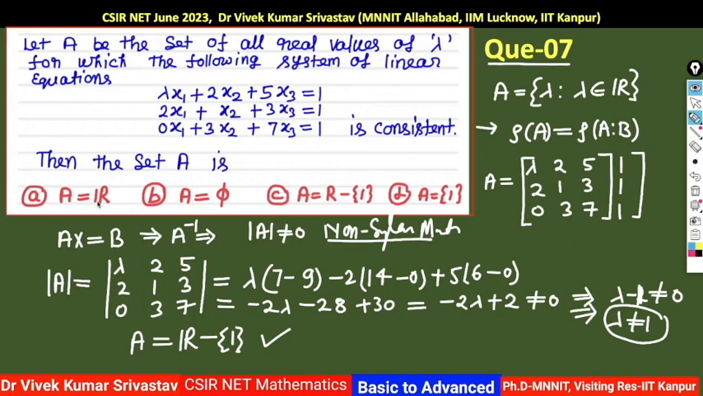Now see, for option number C, for all real numbers, A is basically the empty set, and the third is basically R minus 1, so this option is correct. Option number C is the correct option, right. So I think in this way you can approach and solve the problem.